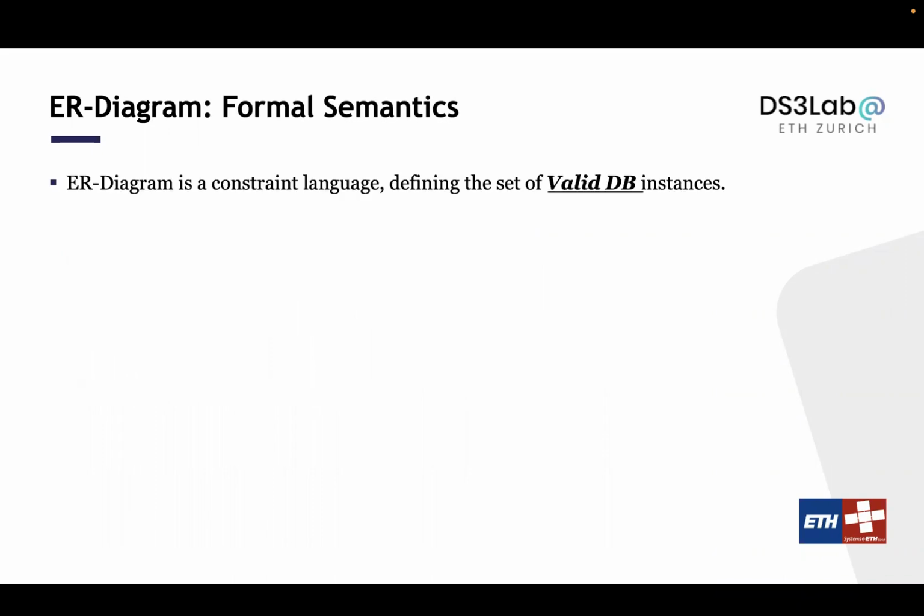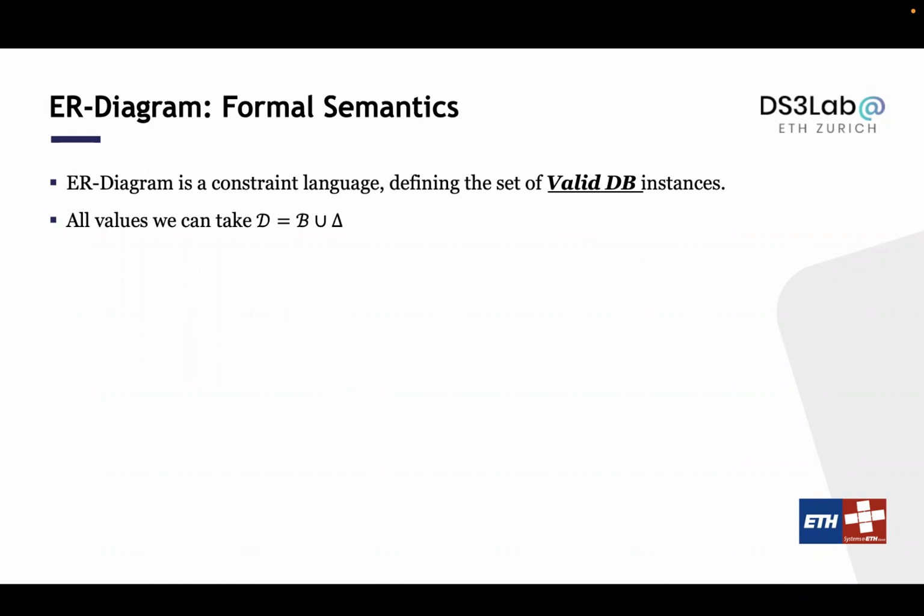So here's a formal semantics. Essentially, a diagram is an instance of a constraint language. It defines a set of database instances. So we have all the possible values you can take in your database instance. In this case, we use D as the domain, right? That's all the possible values you can take.